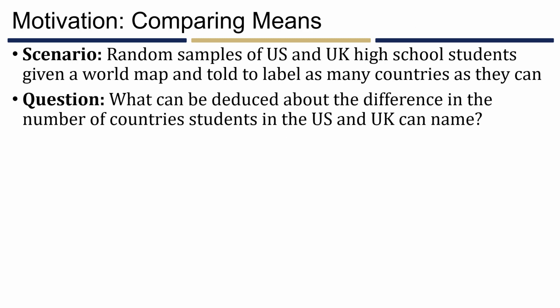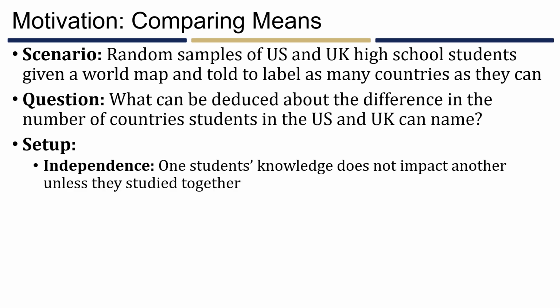So let's start to check the conditions to make sure that we can actually use a confidence interval here. The independence condition is certainly satisfied because one student's knowledge of how to label countries correctly on a world map does not impact another student's knowledge unless they studied together. And it would be highly unlikely that if we're taking random samples from across these countries, that we would get two students from the exact same region who happen to also study together.